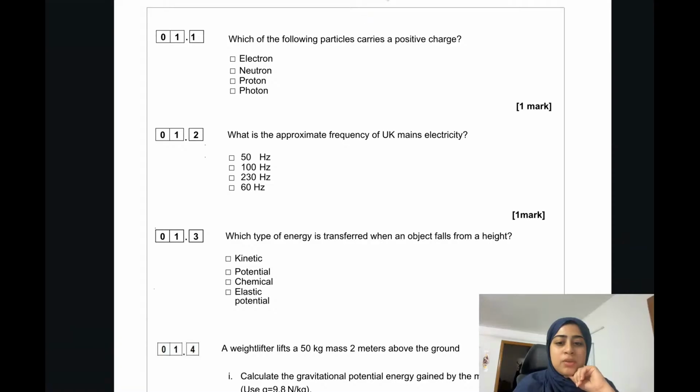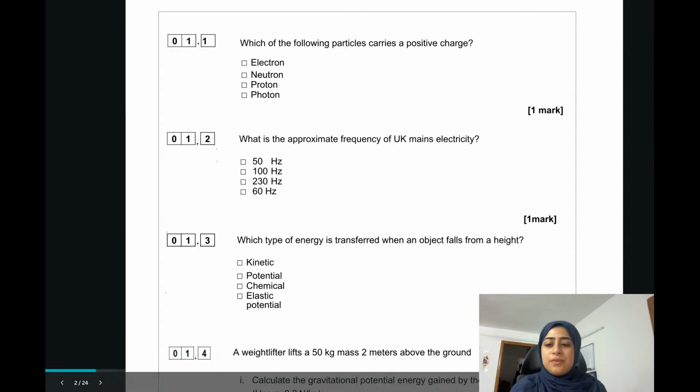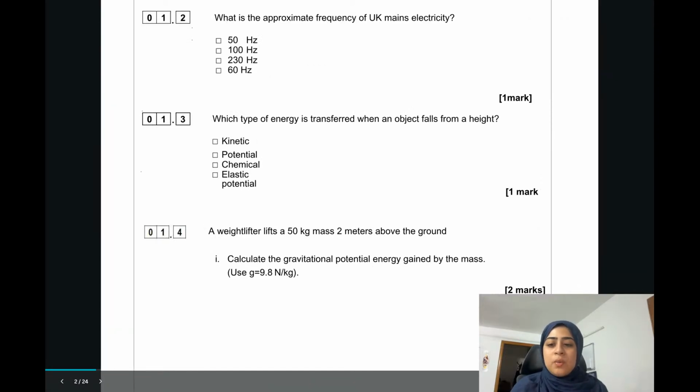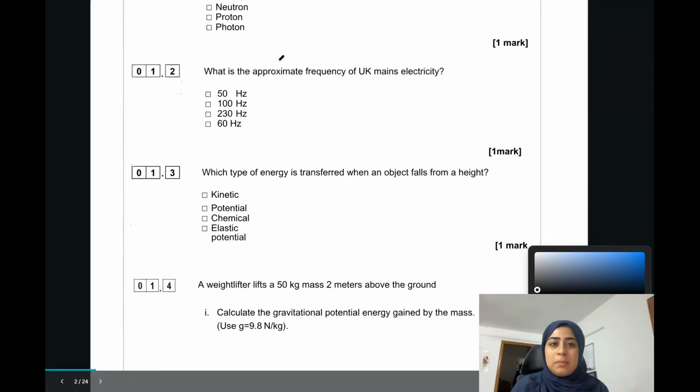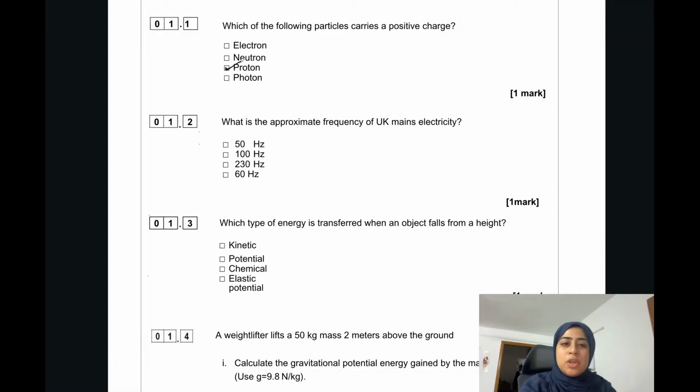Okay, so firstly, let's go through question 1. It says, which of the following particles carry a positive charge? We know straight away that it's going to be a proton. Protons carry a positive charge. Neutrons are neutral, so they don't have any charge, and electrons have a negative charge.